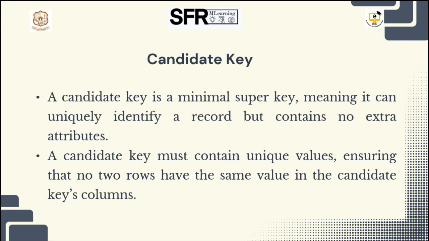Next, candidate key. It is a minimal super key, meaning it can uniquely identify a record but contains no extra attributes. A super key with no repeated data is called a candidate key. The minimal set of attributes that can uniquely identify a record. A candidate key must contain unique values, ensuring that no two rows have the same value in the candidate key's column. Every table must have at least a single candidate key. A table can have multiple candidate keys but only one primary key.